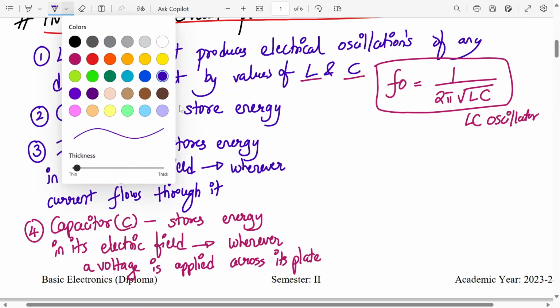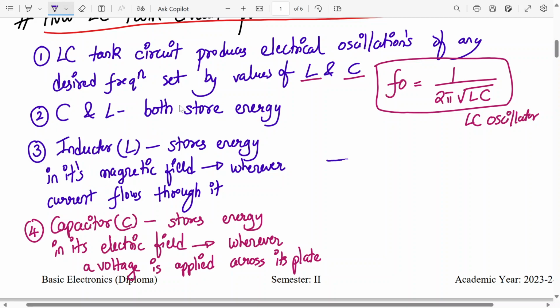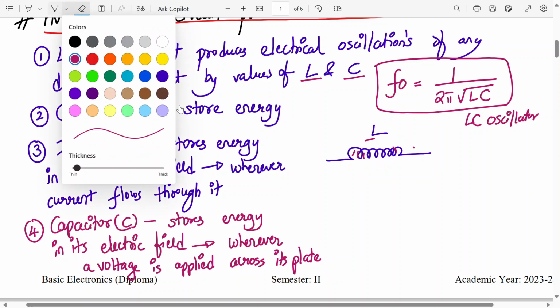Can you tell me? So an inductor is like a coil, right? So it's like a coil. This is an inductor denoted by L. So it stores the energy in the form of a magnetic field, which is like this. This is an inductor consisting of coils.